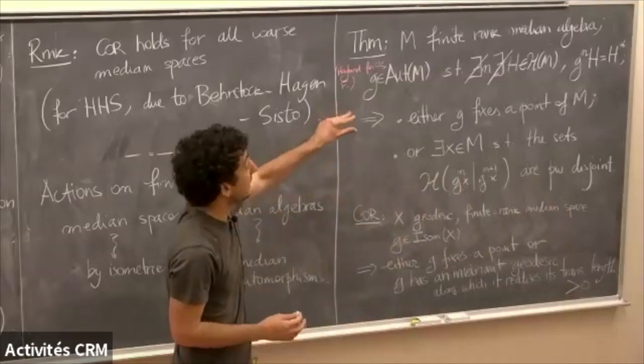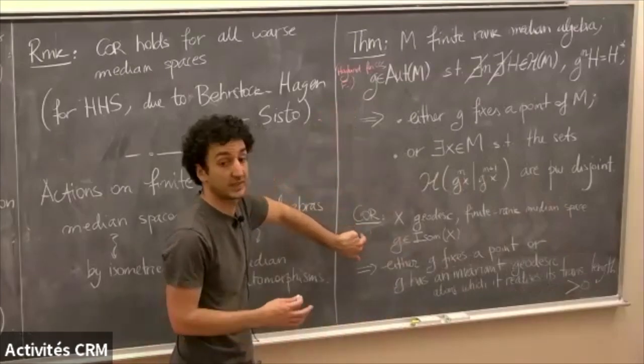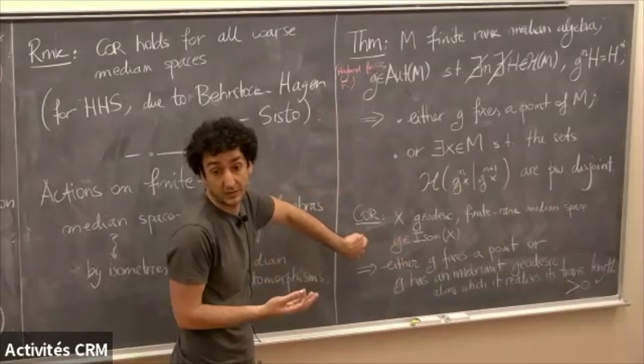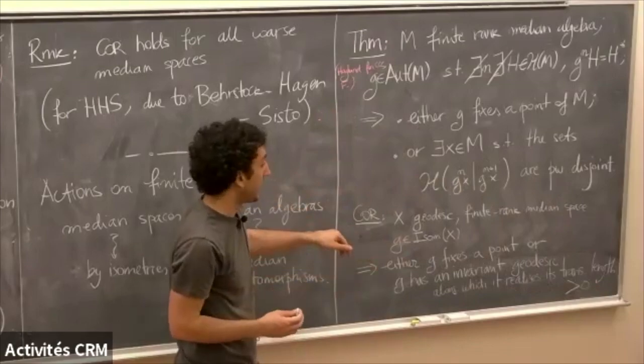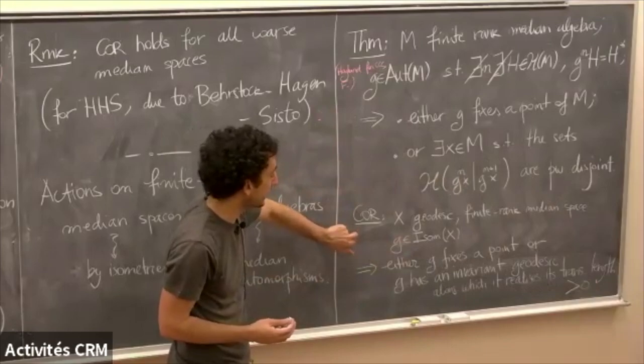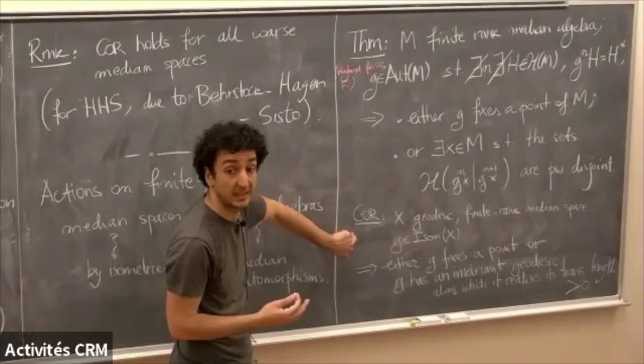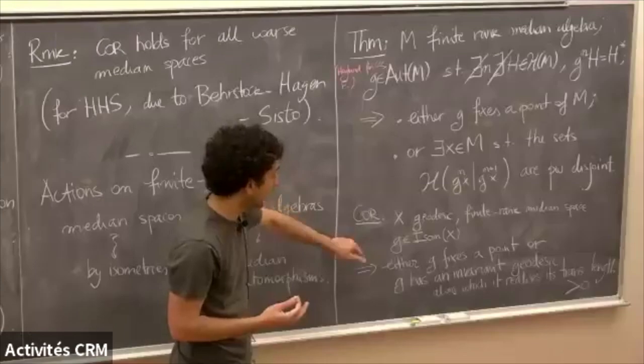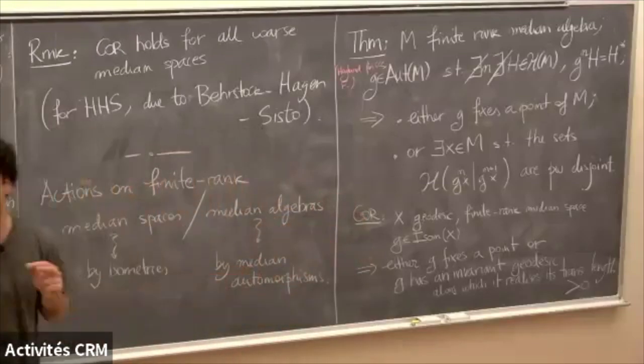So in infinite rank median spaces, you have examples of isometries that have zero translation length but don't fix a point. And what's kind of weird here is that this is not about completeness, right? So this is proven even if the median space is not complete. So somehow you find your fixed point without completeness, which is kind of strange.